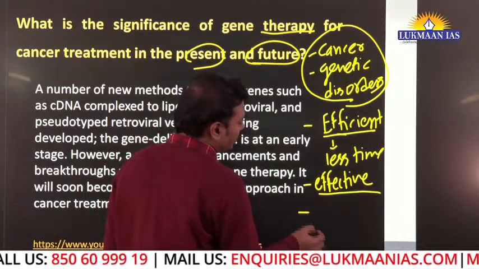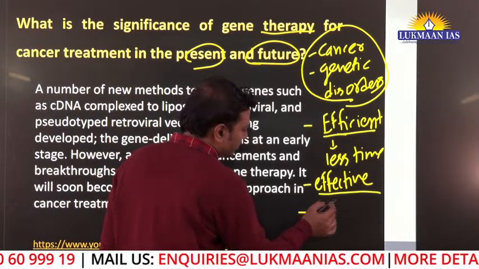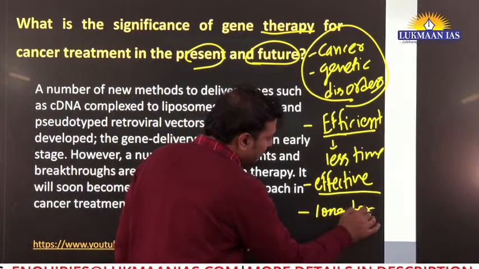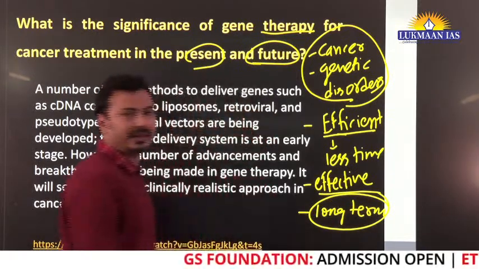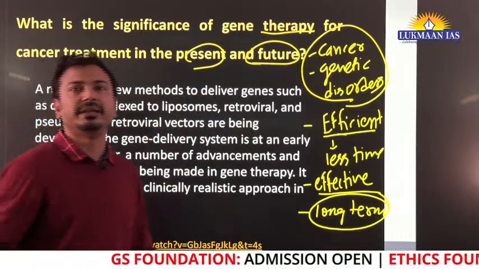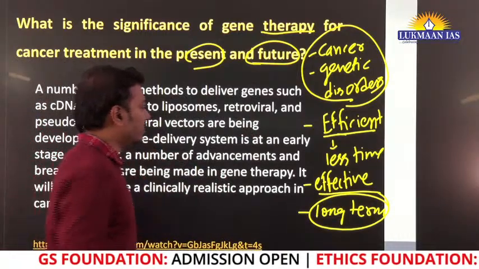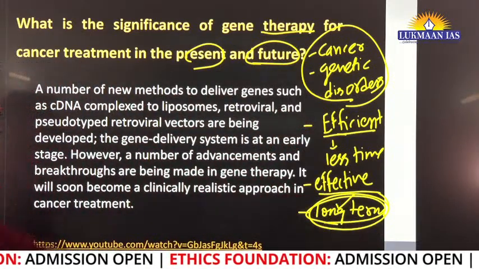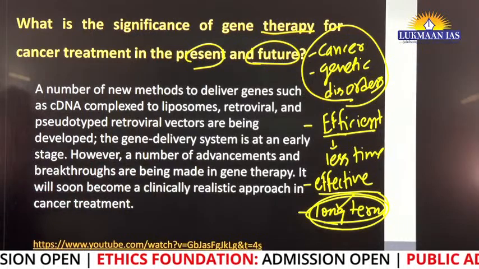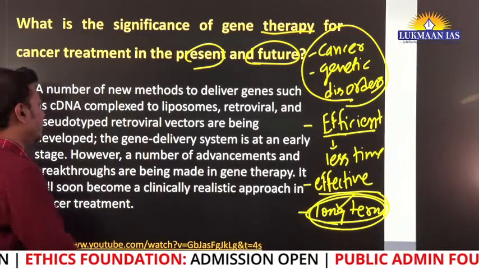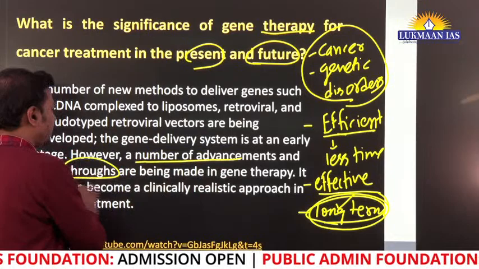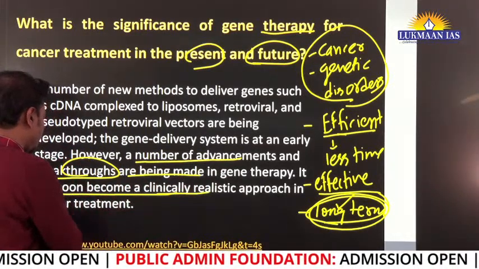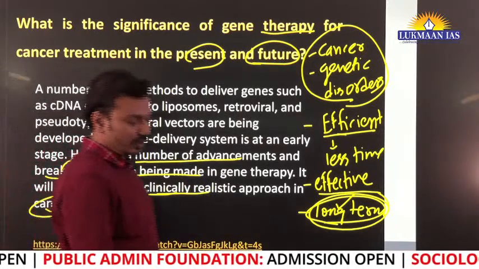And thereafter, you should also understand the long-term aspect. At present, only palliative care is given to such terminally ill patients, and a long-term solution to such medical problems can be provided with the help of gene therapy. A number of advancements and breakthroughs are being made in gene therapy, and it will soon become a clinically realistic approach in cancer treatment. So this is a good thing.